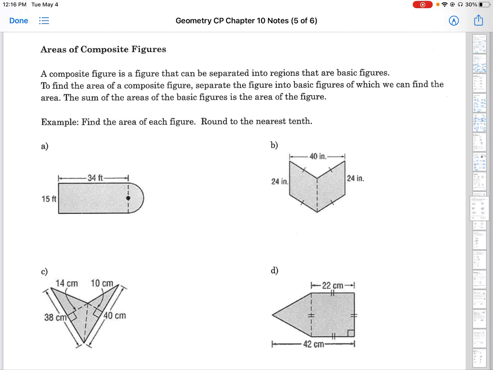Areas of composite figures. A composite figure is a figure that can be separated into regions that are basic figures. For example, maybe a triangle attached to a rectangle. So to find the area of a composite figure, first you want to separate them into those basic figures that we know, find the area of each basic figure, and then add those together. So let's take a look at these examples.